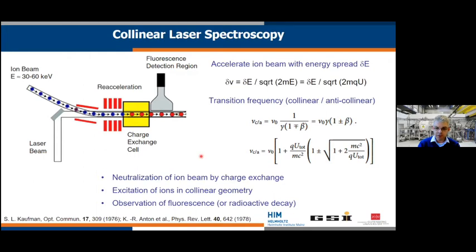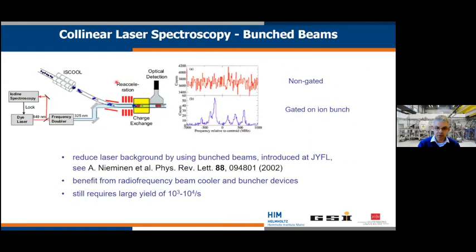So a couple of years ago, a trick was introduced benefiting from new technology that had emerged. This uses a so-called radio frequency cooler buncher. This is a device in which particles can be confined by RF and DC fields in a buffer gas environment, so that you can at least cool them to a temperature which corresponds to something like thermal energies. And then you can have a bunched extraction, and then you can do a detection here gated on the arrival time of your bunch.